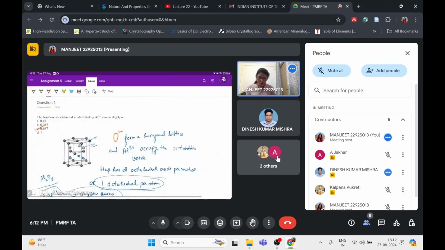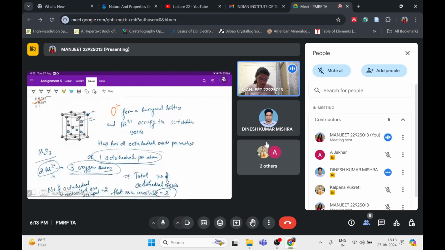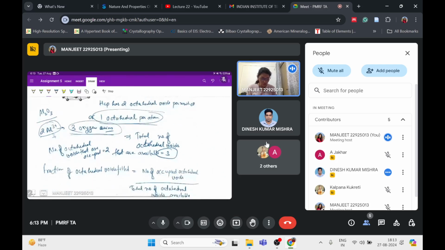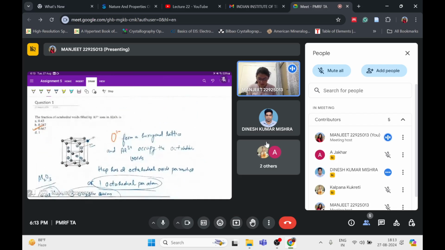Okay. So in the first question we have to calculate the fraction of the octahedral voids filled by the aluminium 3 positive ion in the alumina, that is Al2O3. We already calculated that 3 octahedral voids are available and 2 are filled by the aluminium ion, so the fraction will be 2 divided by 3, because 3 are available and only 2 are occupied. Okay, so let's move to the second question.